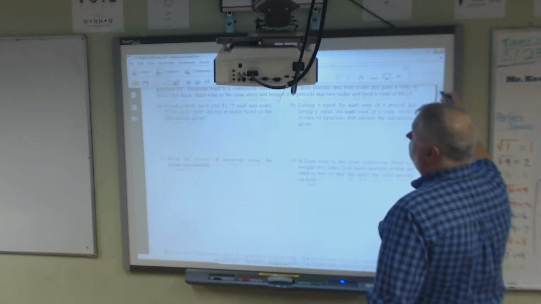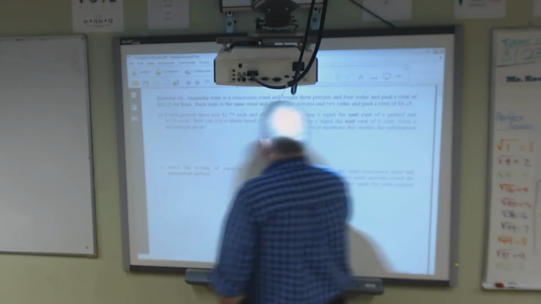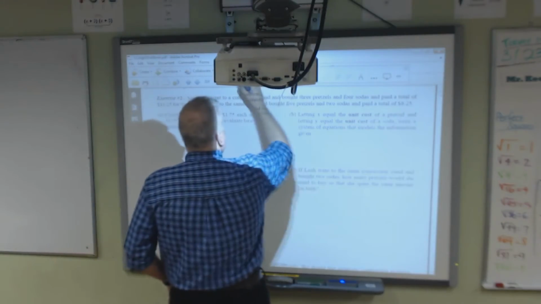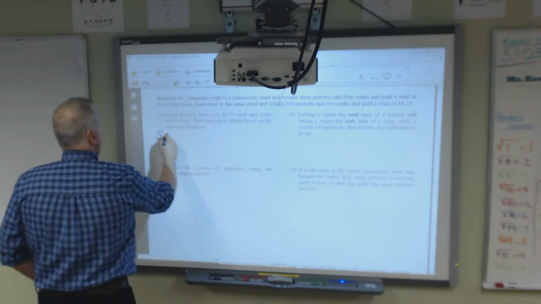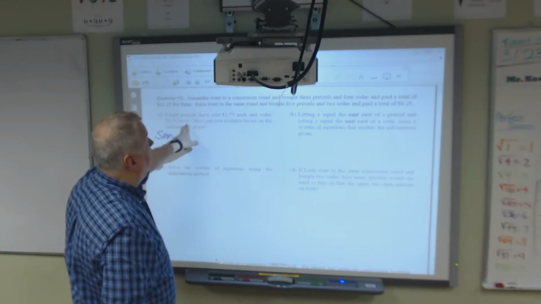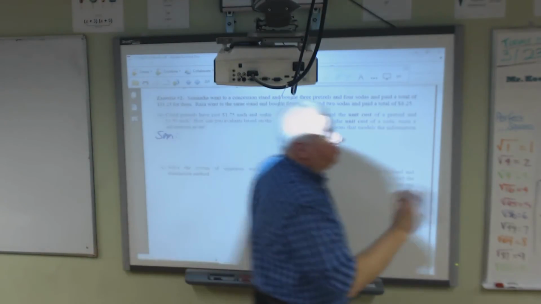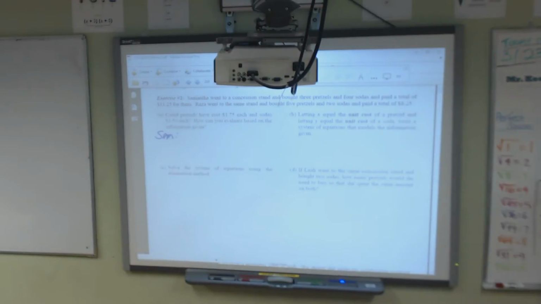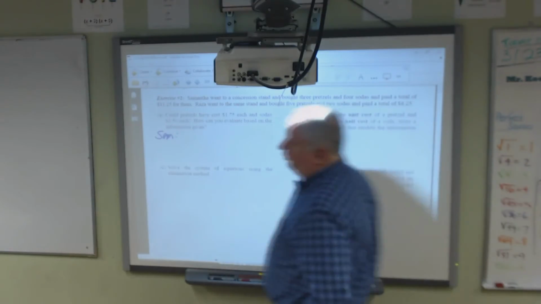Samantha went to a concession stand, and she bought 3 pretzels and 4 sodas. What are the 2 different types of things in this problem? She bought 3 pretzels and 4 sodas.